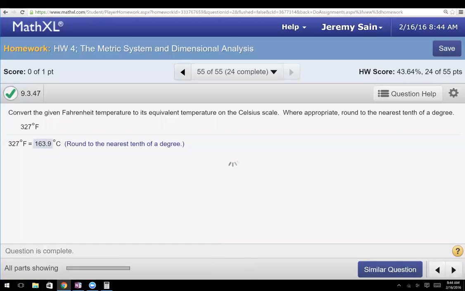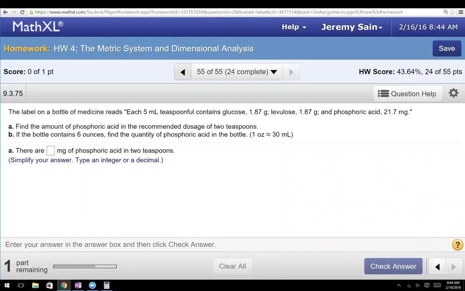All right. One more. The label on a bottle of medicine reads, each 5 milliliter teaspoon contains glucose. What is glucose? Yeah, it's a very simple sugar. 1.87 grams. Levulose, I have no idea what that is. 1.87, it's another sugar. And phosphoric acid, 21.7 milligrams. So, find the amount of phosphoric acid in the recommended dosage of 2 teaspoons.